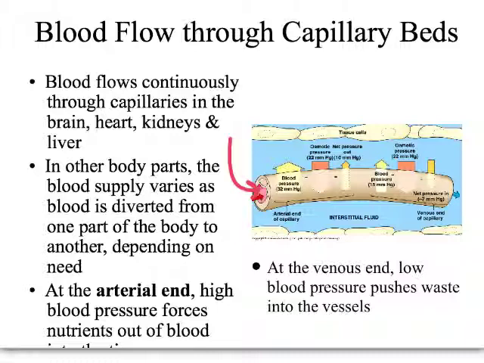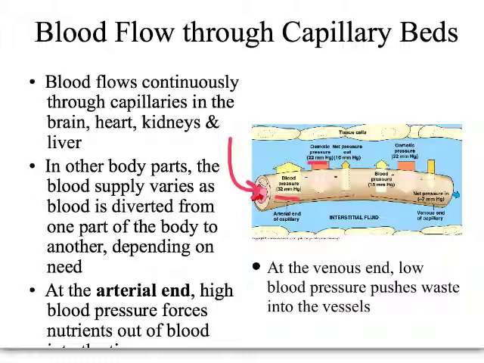So we see here in the picture that on the arterial end, the blood pressure is about 32 millimeters of mercury, which is higher than the osmotic pressure, the interstitial fluid pressure of 22 millimeters of mercury. So if we subtract the two, we get a net pressure of 10 millimeters of mercury, forcing stuff out of the vessels into the tissues.